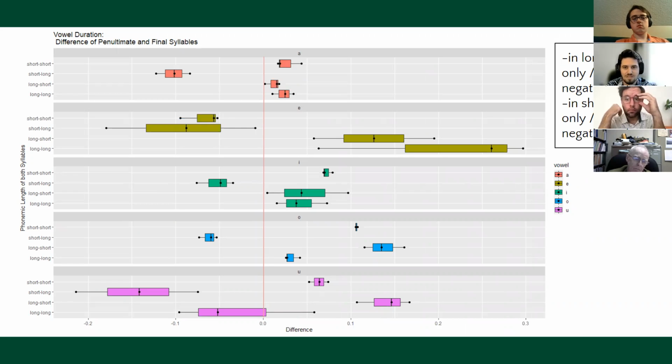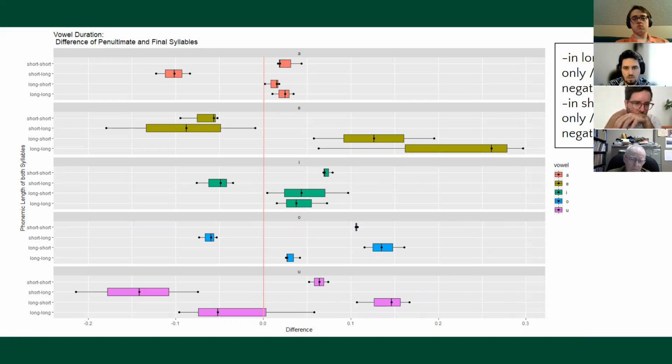It's a little daunting to look at, but this figure shows the difference of vowel duration for each token in the study. And this is now being separated by vowel type. So the exact same values as the last slide, but now separated by vowel.